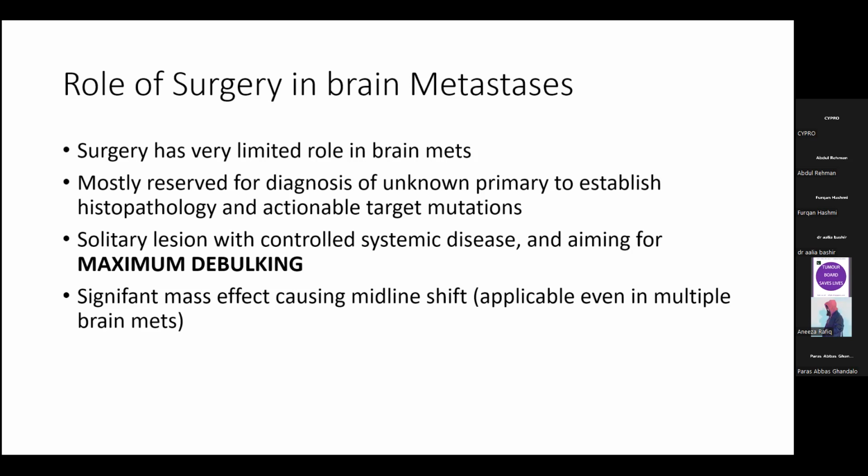We can accept a partial resection or debulking only in cases where there is a mass effect, like a midline shift, or the tumor is pushing on the brainstem. In those cases, we can accept partial debulking. But in the supratentorial region, it's always preferable to do a total resection. And if you cannot do a total resection, it's better you leave it, unless there is a massive effect.